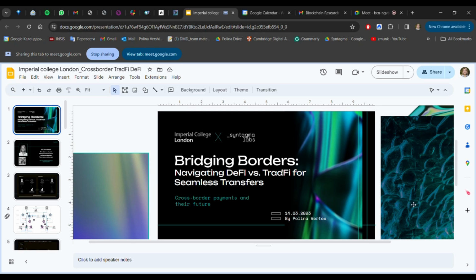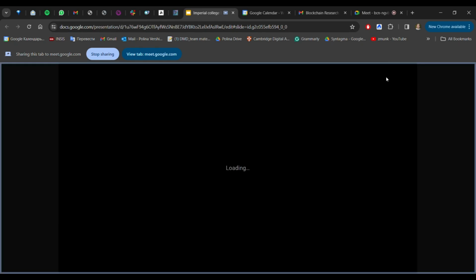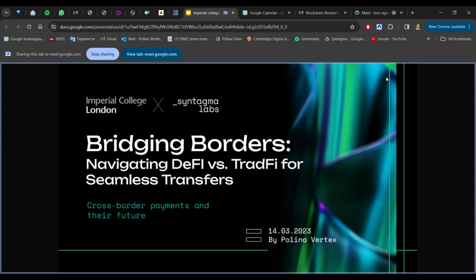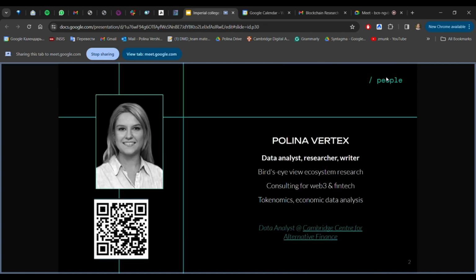Keep it basic, keep it introductory level, but hopefully it would help you to think about cross-border payments and transactions and the future of money and future of transactions in that sense.